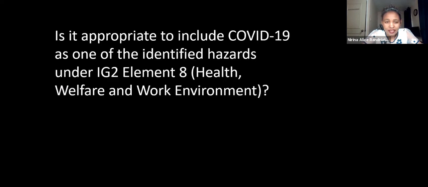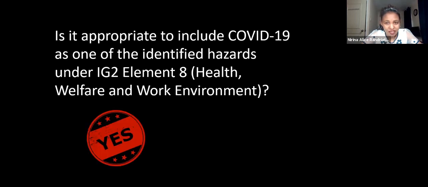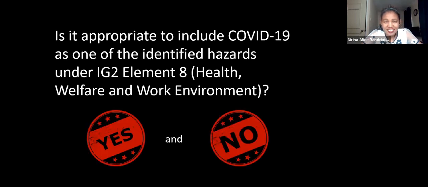Okay, next. Let me just go through the question first, and later on I'll check the chat box if you have additional questions. Is it appropriate to include COVID-19 as one of the identified hazards under IG2 element 8, health, welfare, and work environment? This one is kind of yes and no. Yes and no, because yes, we can include COVID-19, but is it going to be under element 8? No, not element 8.